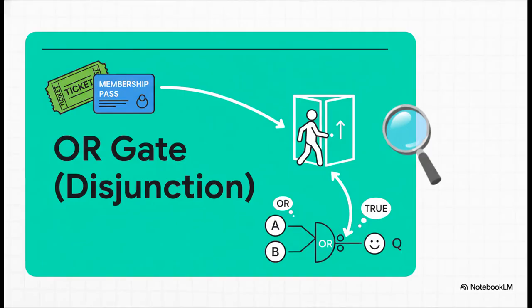Next up is the OR gate. This one is way more laid back. Imagine you're at a coffee shop and they take cash or card. As long as you have one of them, you can get your coffee. The OR gate is just like that. The output is true as long as at least one of the inputs is true.